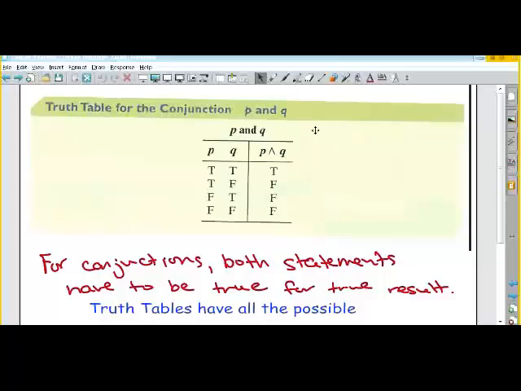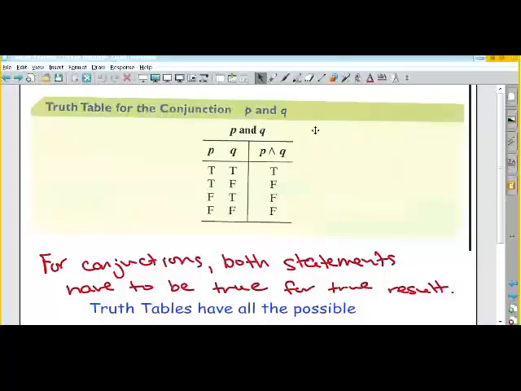So for conjunctions, you have the word "and." Both statements have to be true for a true result. I get to go to the movies. That's the result.